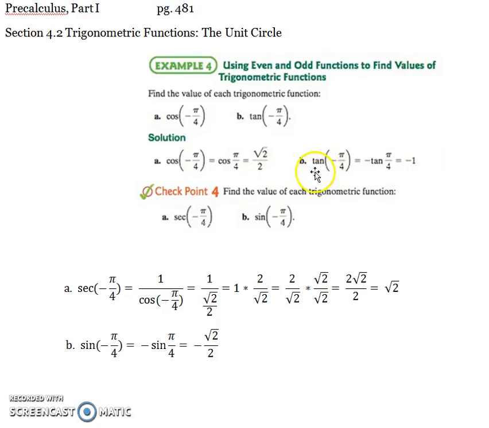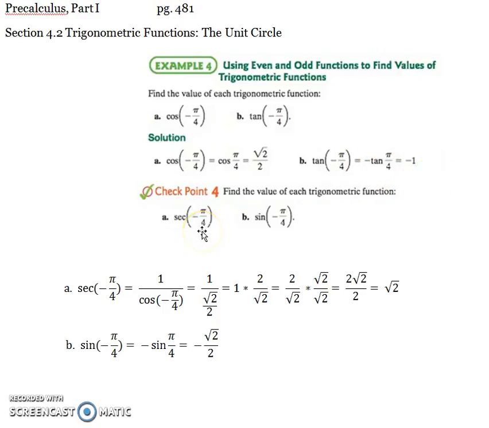Okay. Tangent of negative pi over 4. Tangent is an odd function, which means your answer is the opposite of the tangent of pi over 4. Odd function says that the tangent of the negative angle is equal to the opposite of the tangent of its positive angle. So the tangent at pi over 4 is 1, because remember it's sine over cosine, and then it has to be negative, so that would be negative 1.